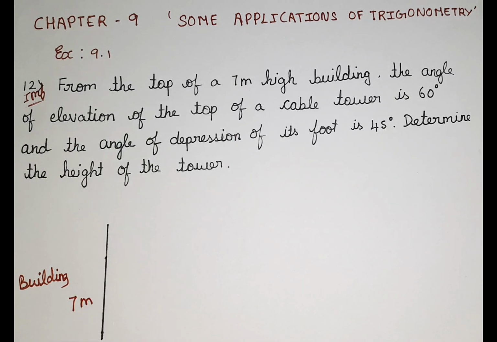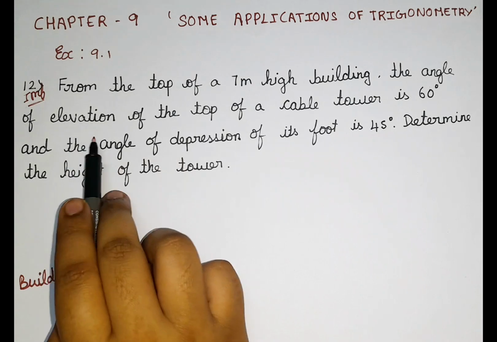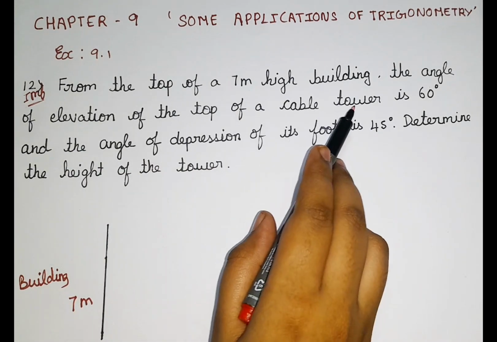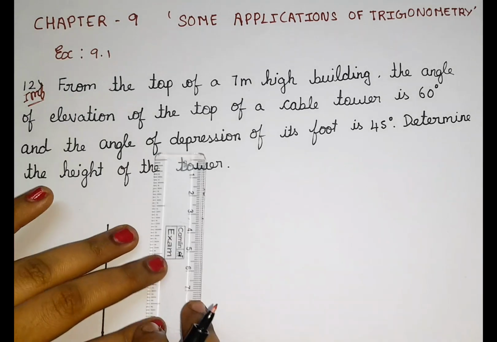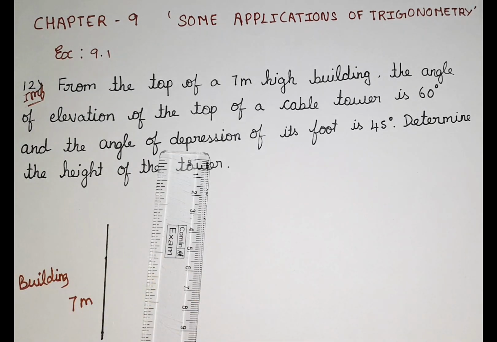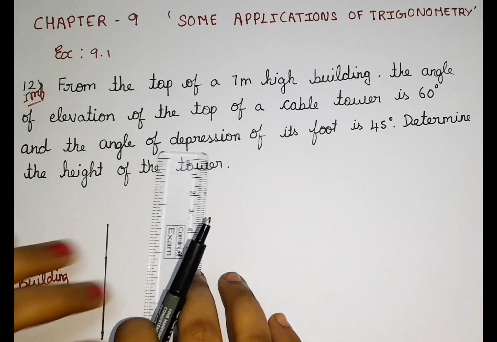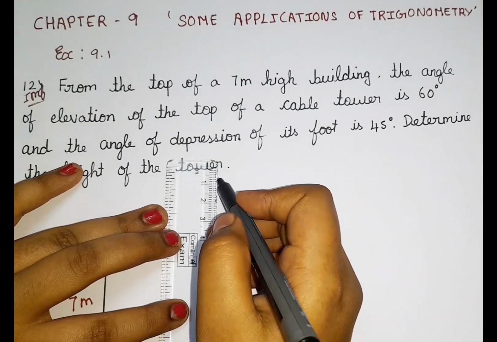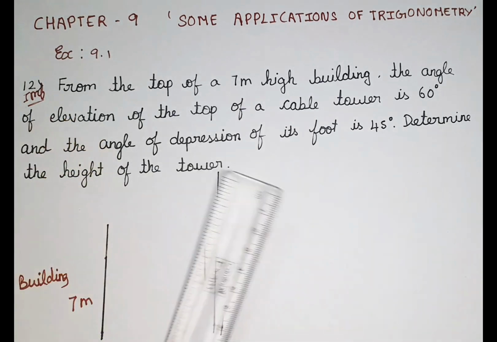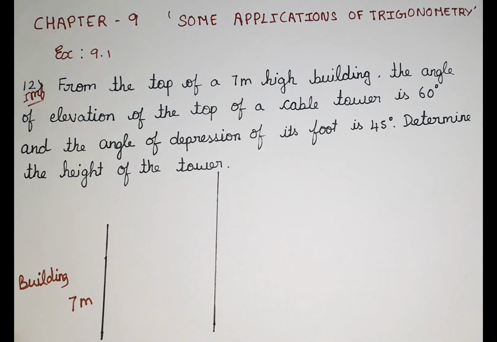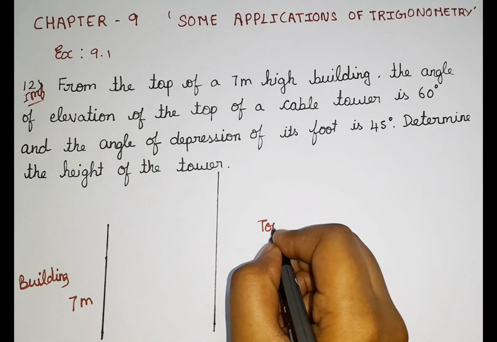The angle of elevation of the top of a cable tower is 60 degrees. You guys know a tower is bigger than the building, isn't it? So now let's draw a tower that is bigger than this building. So this is the tower. I'll just write it. This is the tower.